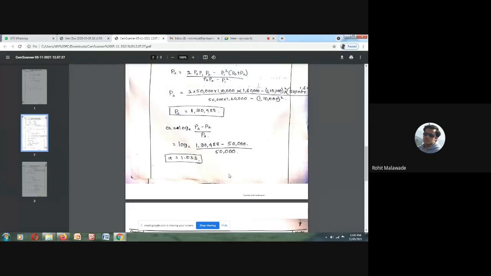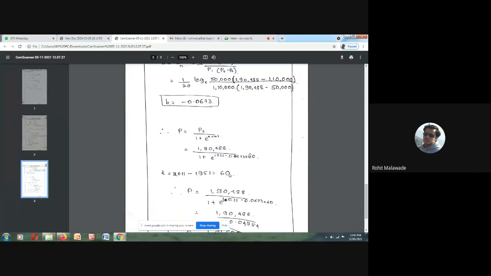So you need to substitute all these values and you will be getting A and B. T is the difference between the expected population and the initial population. This is how you are going to get A, B, and T. Then to determine the expected population, you will be using the formula Ps divided by 1 plus e to the power of (A plus B into T). By substituting all this, you are going to solve the problem.